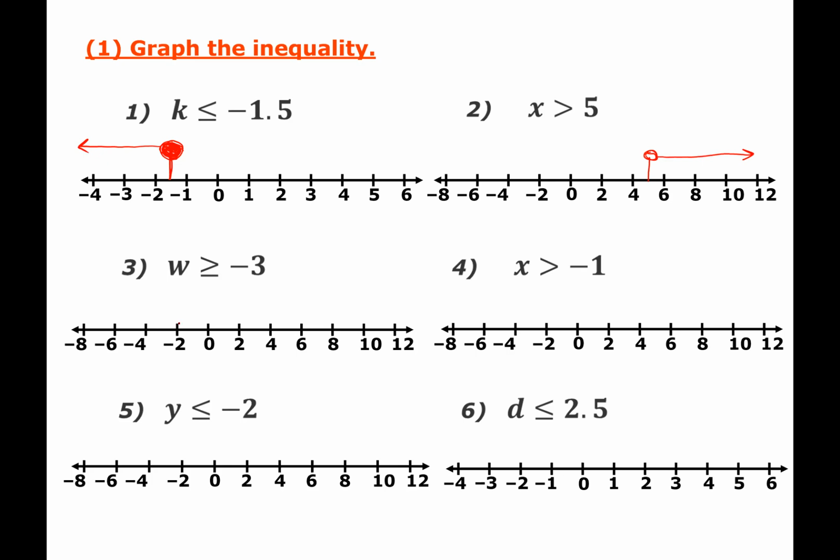Question 3. It says w is greater than or equal to negative 3. Therefore, it will be between negative 2 and negative 4. Greater than means it will go to the right. I have an equal sign, which means I will shade the circle. Okay, please go ahead and solve the next 3 questions.